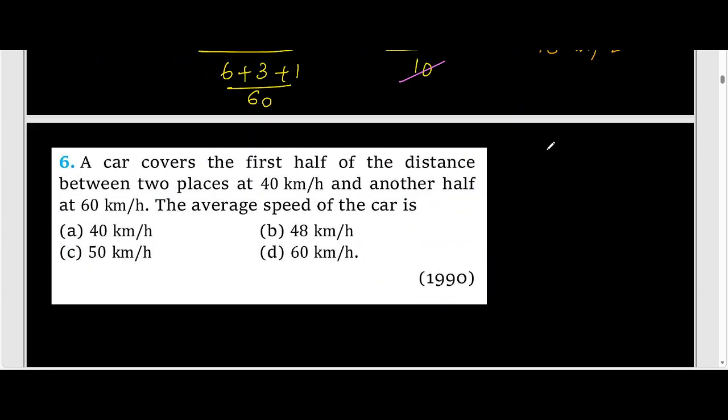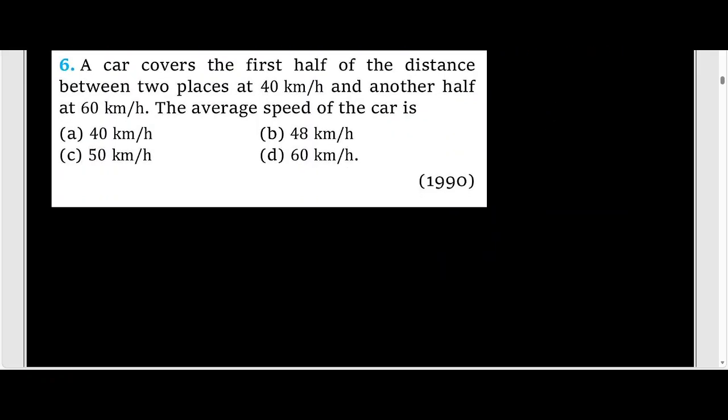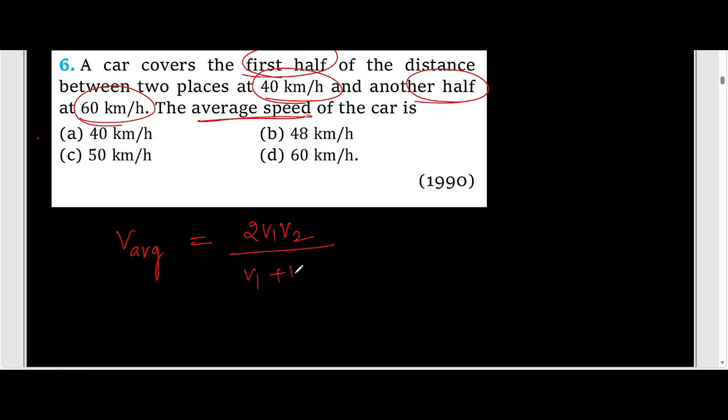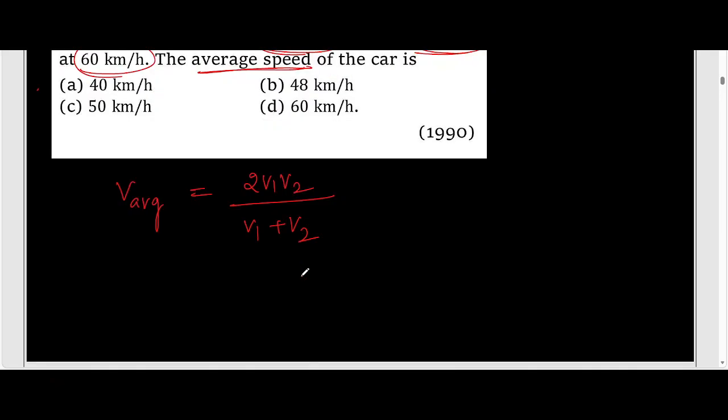Just memorize the formulas. A car covers first half of the distance between two places at 40 kilometers per hour and another half distance with 60 kilometers per hour. The average speed. There are only two equal distances. So directly use this formula: 2 v1 v2 upon v1 plus v2. Now just substitute v1 and v2 values 40 and 60. So 2 into 40 into 60 upon 40 plus 60.